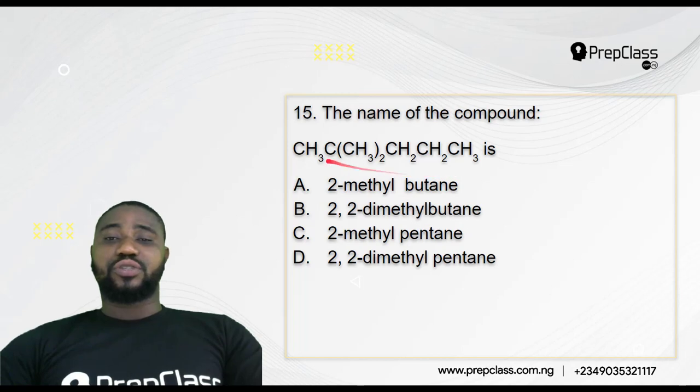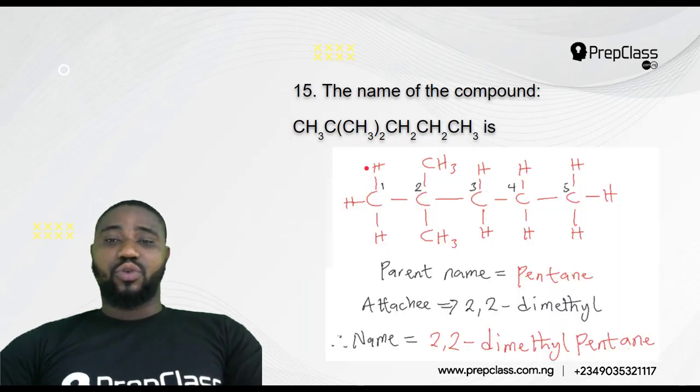you need to open this up. So this CH3 is CH, you can see the 3 atoms of hydrogen: one here, one here, one here. Then a bond, one bond. So this is CCH3 in bracket 2.